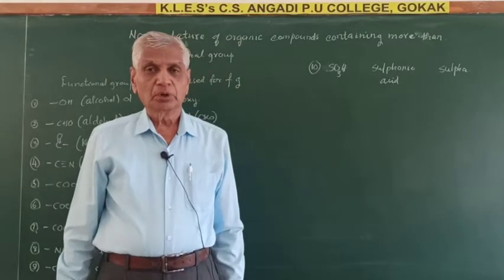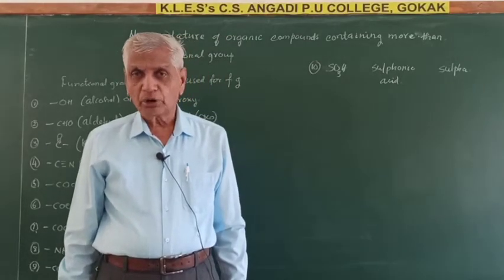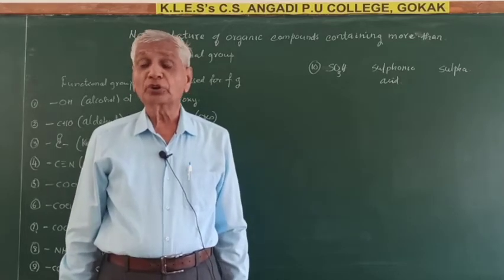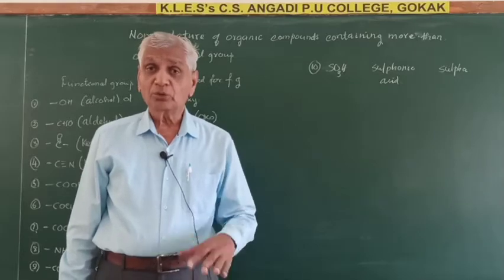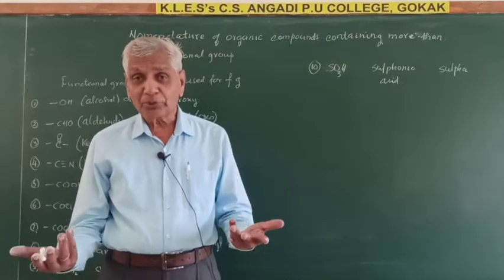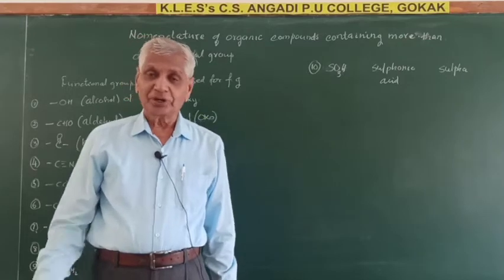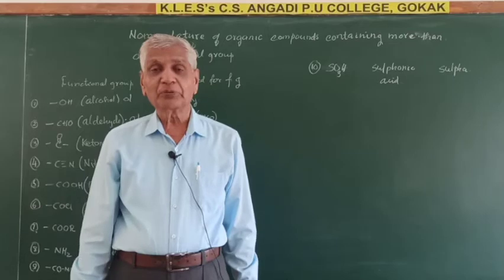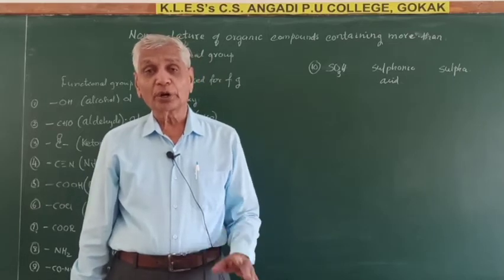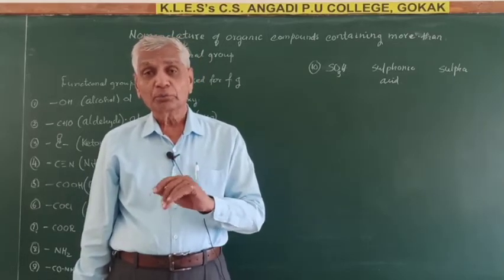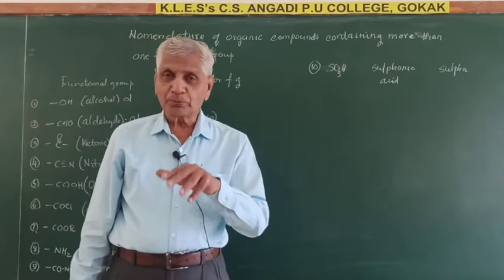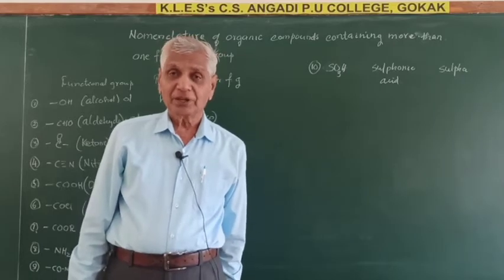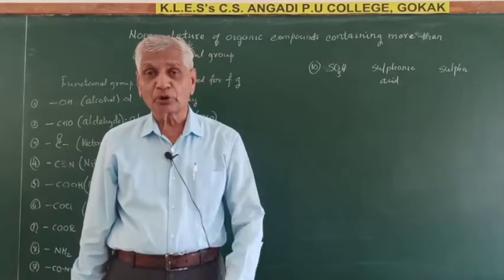Many times we come across organic compounds which contain more than one functional group. So how to name such compounds? See, if the compound contains only one functional group, you can name it very easily. Say for example, if it contains OH, you can call it OL, alkanol, butanol. Suppose the compound contains two different functional groups, then how to name them? There is a systematic method of naming these compounds also.